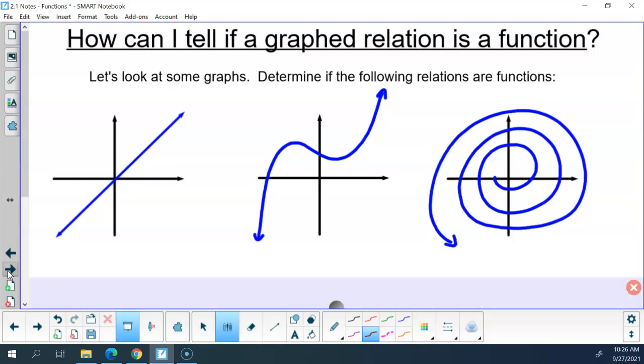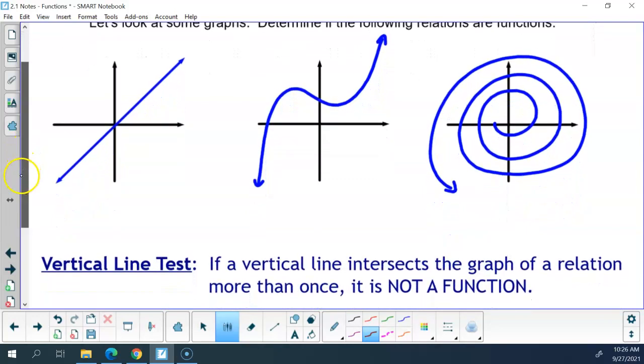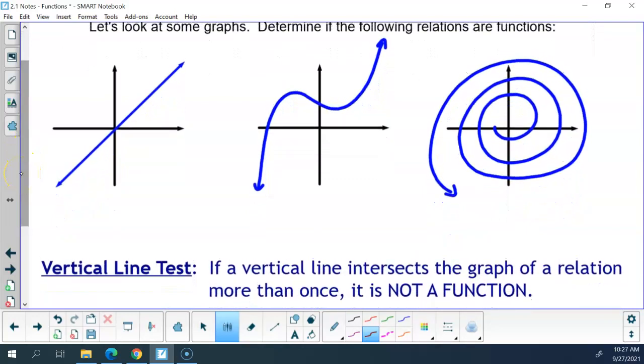Anybody know? What kind of a straight line? A vertical one. Yep, a vertical line. We have something out there called the vertical line test. Okay? And a vertical line, if you run it side to side across your graph, can only ever touch your graph in one spot. If it touches it more than once, not a function.